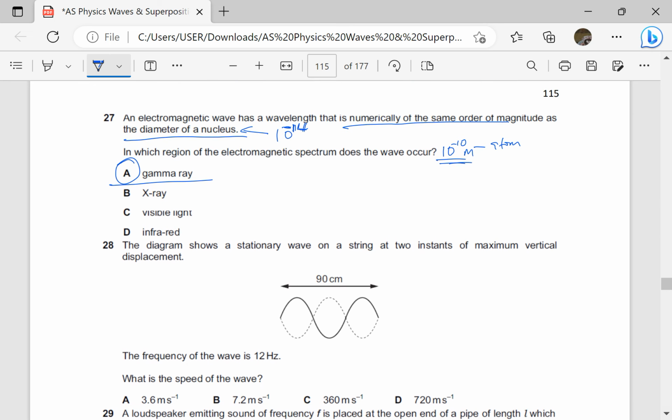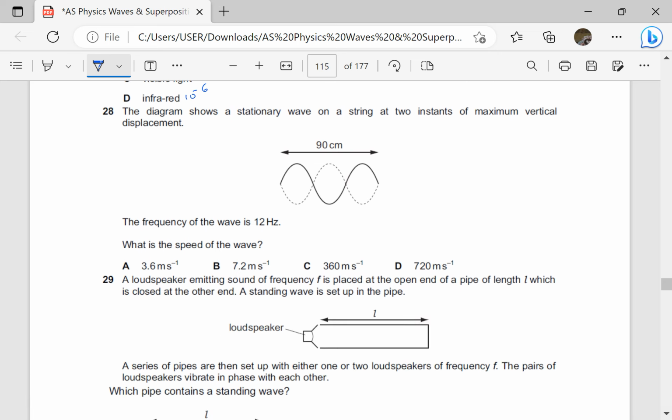Remember, for X-rays, I've said it is 10 power negative 10. Visible light is 10 power negative 7. Infrared is 10 power negative 6. Microwaves are 10 power negative 2. Radio is 10 power 2, and so on and so forth.